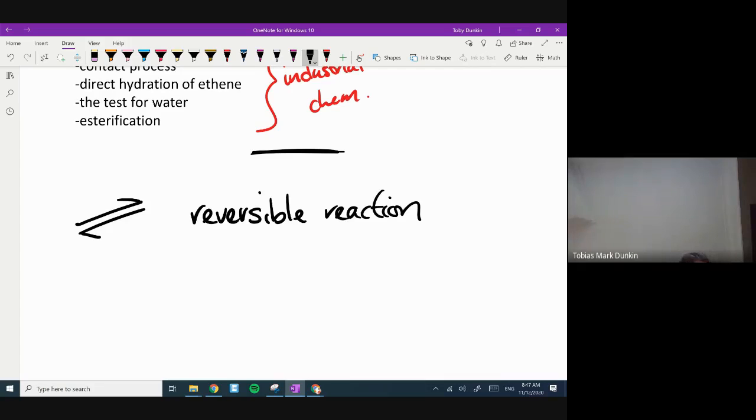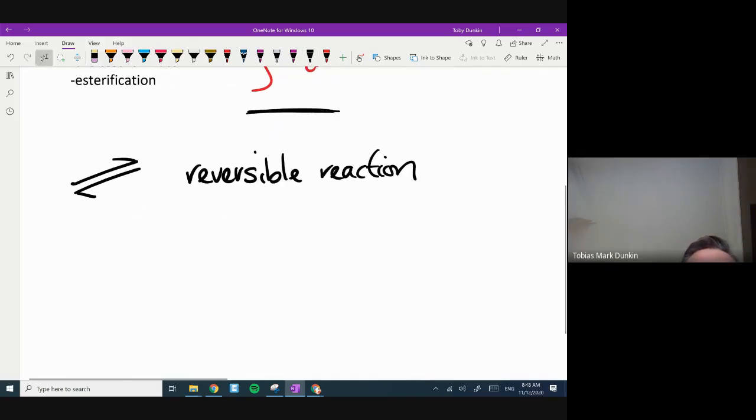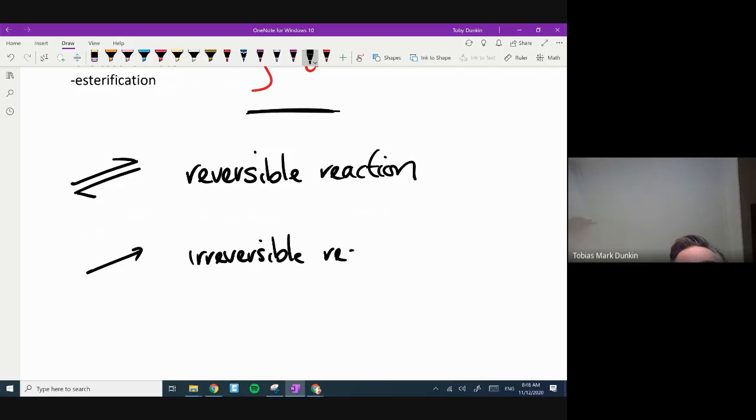Because what tends to happen is students get to the end of this topic and they tend to think that it now stands for equilibrium. And it really doesn't. This symbol simply states that the reaction is reversible. Yeah, whereas this one is irreversible. It means that the reaction is sometimes described as unidirectional.